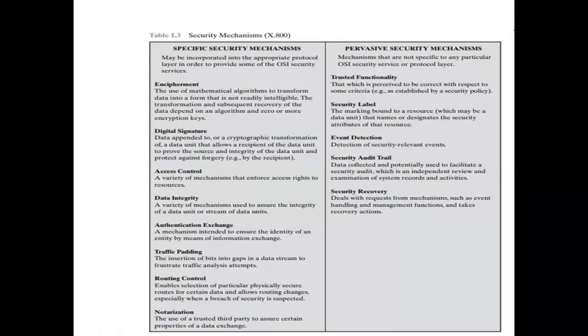And notarization. Notarization simply means a trusted third party. For example, you have to communicate the data from the source to destination. A third party user like a key distribution center generates the key and distributes it to both users, sender as well as receiver. That is the way you do notarization. That is the trusted third party, you can handle these things.